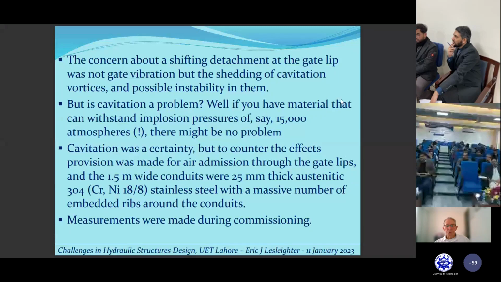So cavitation was a certainty, but to counter the effects, provision was made for air admission through the gate lips and the 1.5 metre conduits, and a 25 millimetre thick austenitic stainless steel lining, figuring that the stainless steel would be able to withstand the cavitation collapse pressures. Measurements were made during commissioning.